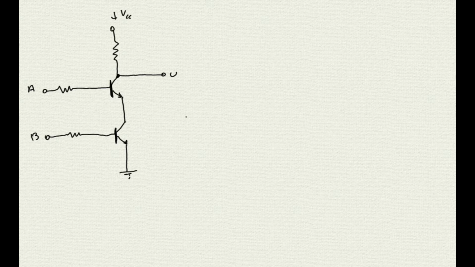Let's figure out how this circuit works, and let's start from the truth table. This time we are going to have 2 inputs, A and B, and one output U.